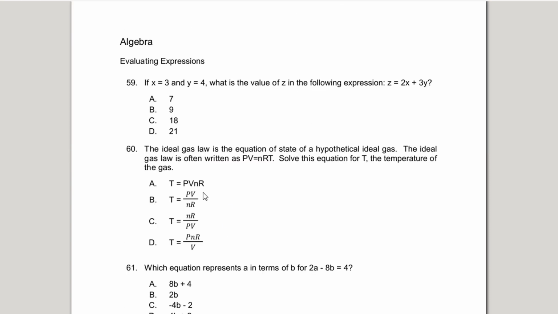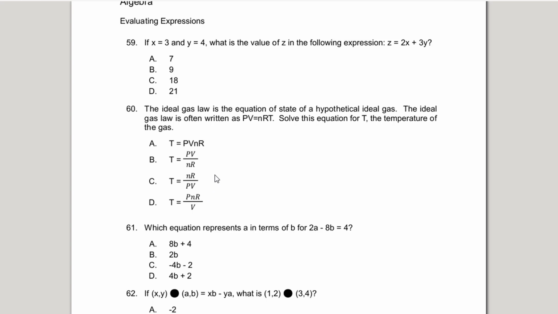Now let's move to the algebra section of questions, and we're doing evaluating expressions. Number 59 says if x is equal to 3 and y is equal to 4, what is the value of z in the following expression? So we've got this expression, z is equal to 2x plus 3y. And so I have been told to plug in 3 for x. So I'm going to make this 2 times 3 plus 3 times 4 for y. Let's simplify. We've just been doing some similar substitution type things or multiplying. 6 plus 12, that's going to give us 18, which is answer choice C.